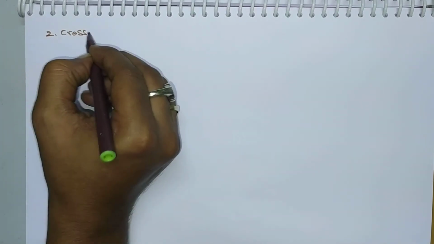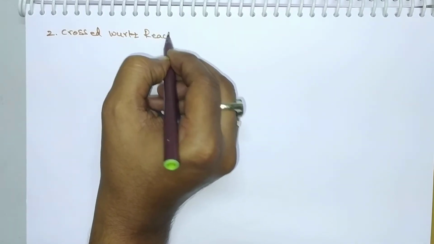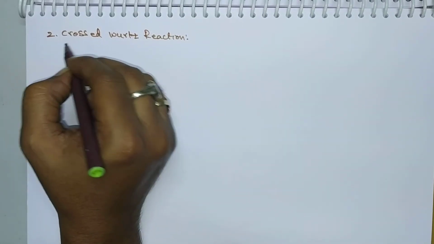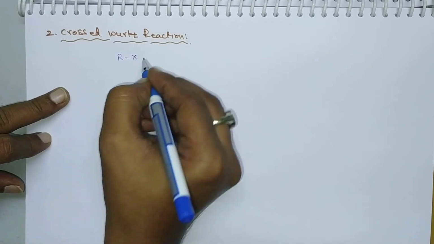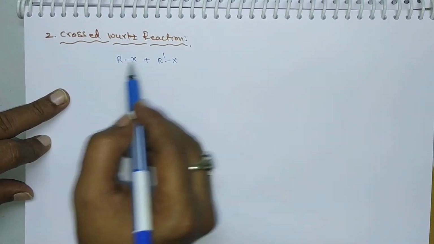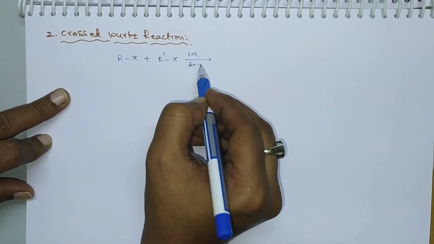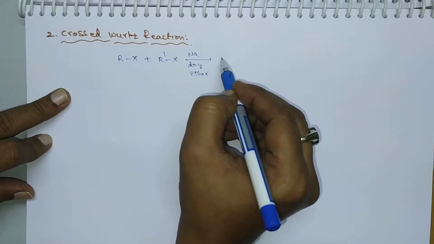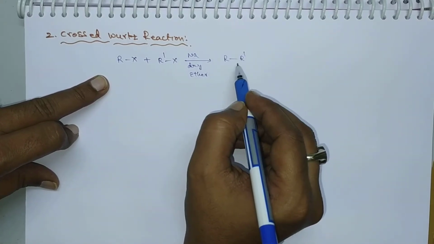The second one is crossed Wurtz reaction. Here we have to take 2 different alkyl halides, means one is RX, other one is R'X. We have to suppose like this, R' is different from R. These 2 react with sodium metal in presence of dry ether to form R-R'. So this is alkane, a mixed alkane.